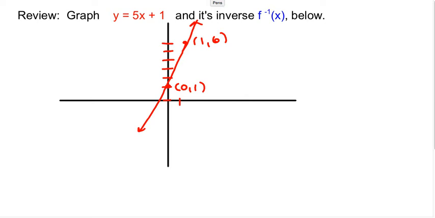Now, earlier this year, we talked about inverse functions. How you create an inverse function is you interchange the ordered pairs. Every x becomes a y, and every y becomes an x. So I'm going to just go ahead and flip them. So this ordered pair here, 0, 1, is now 1, 0, as its inverse. The next ordered pair, 1, 6, as an inverse of it will become 6, 1.